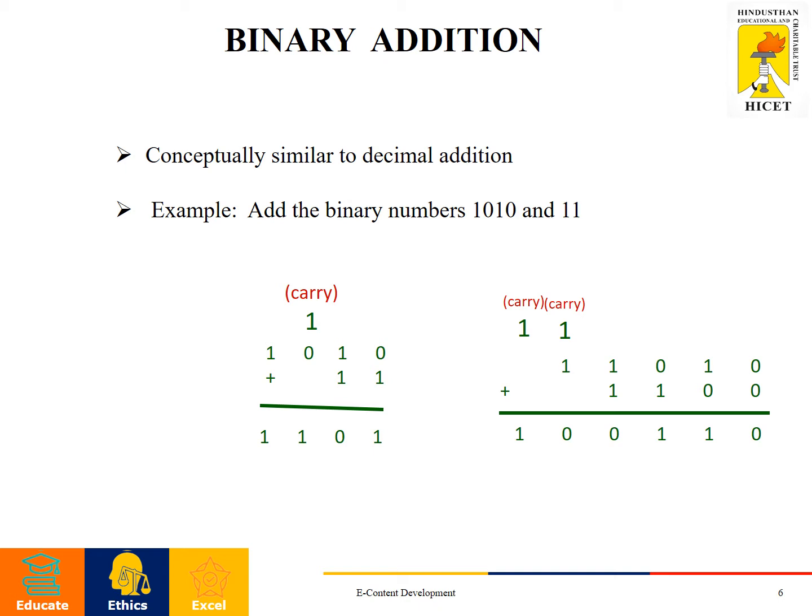Similarly, if we add these two numbers, that is 11010 along with 1100, we will get this output as 100110.